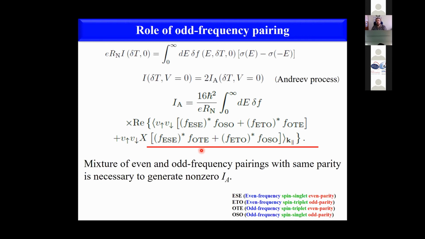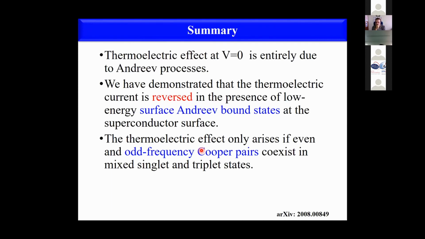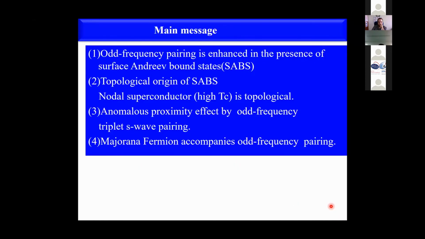So the mixture is very important, and of course, it means that odd frequency pairing plays an important role to generate new type of thermoelectric current. So then I would like to summarize this part. Thermoelectric effect at V equals 0 is entirely due to Andreev process, and we have demonstrated that the thermoelectric current is reversed in the presence of low energy surface Andreev bound states at the superconductor surface, and the thermoelectric effect only arises if even and odd frequency Cooper pairs coexist in mixed singlet and triplet states. And we have actually published it in arXiv. And so I finally send you a message.